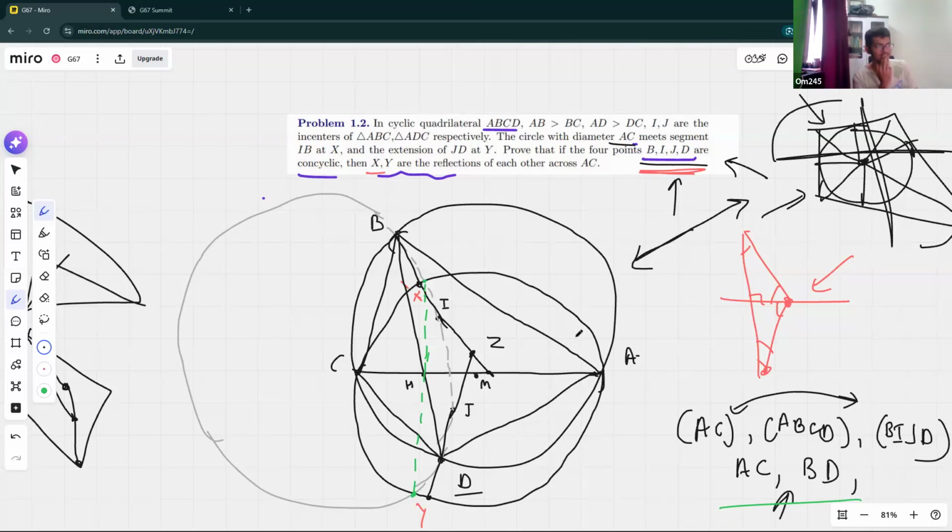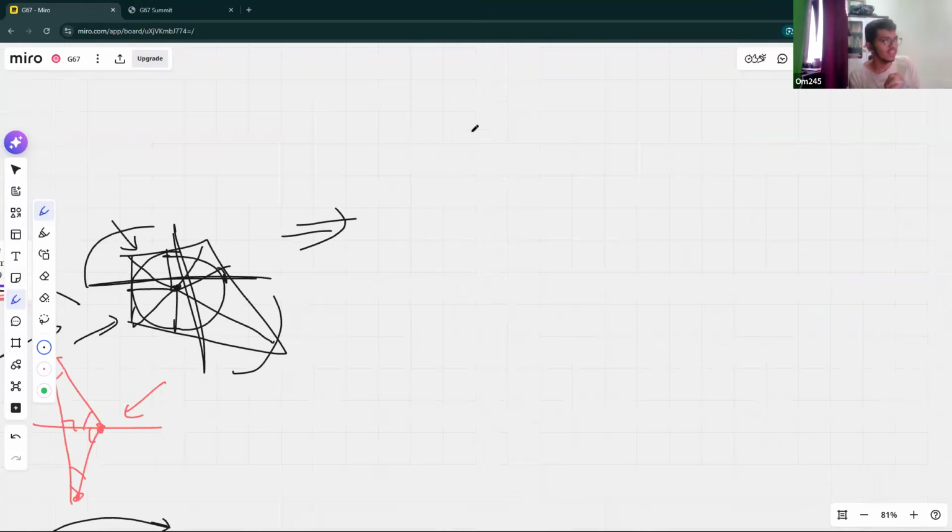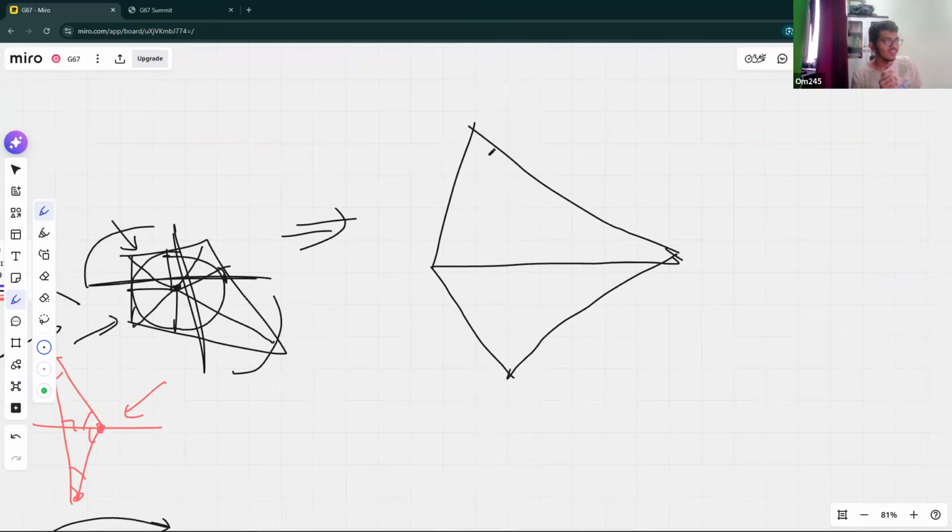Huh, interesting. But okay, let's come back to this idea. There's no bashing happening obviously in this class. Don't even dream about it. And now, if we have this incircle, right?